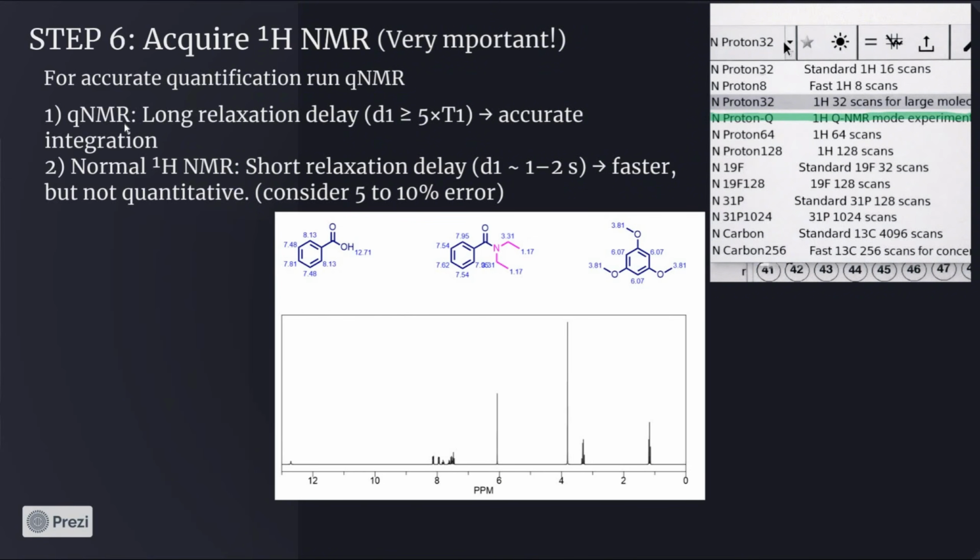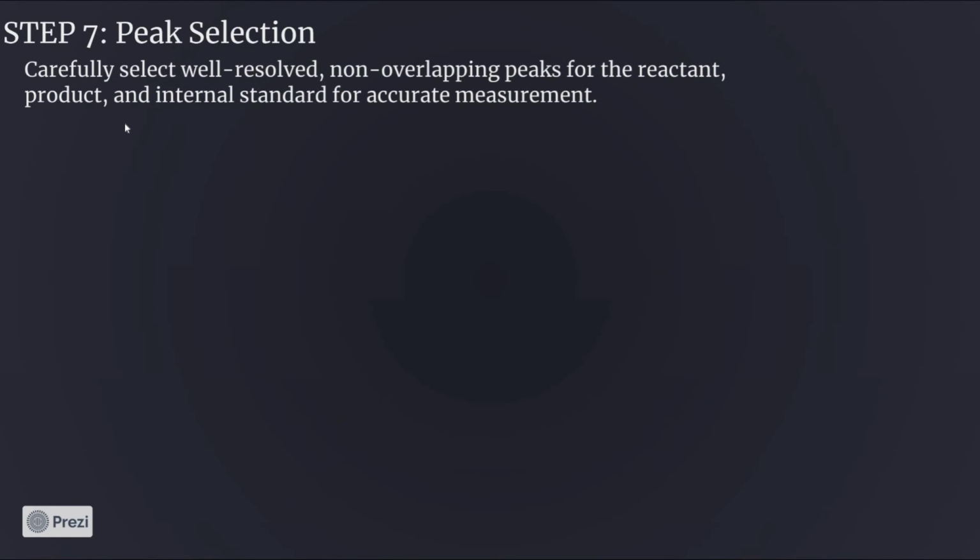Now let's say this is your NMR. Let's move to step number 6, peak selection. We have to carefully select well-resolved, non-overlapping peaks for the reactant if you want to know the conversion, for the product if you want to know the NMR yield, and for the internal standard for accurate measurement. Please remember, we don't need all the signals of the product to be non-overlapping. If others are overlapping, only one should be non-overlapping. That's enough. Similarly for the reactant and internal standard, one non-overlapping peak is enough.